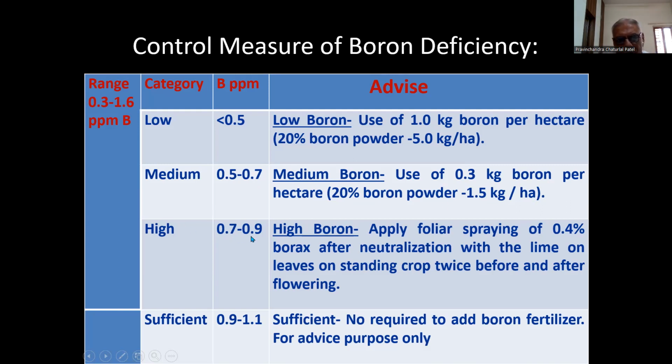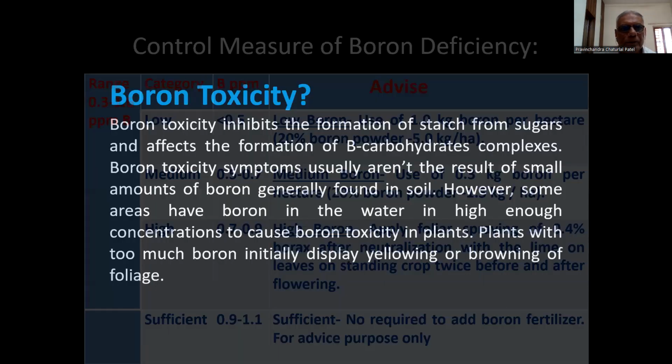So high, 0.7 to 0.9, high boron, apply foliar spraying of 0.4% borax after neutralization with lime on leaves on standing crop, twice, before and after flowering. Then sufficient, 0.9 to 1.1, sufficient, no need to add boron fertilizer, because there is sufficient boron in the soil.